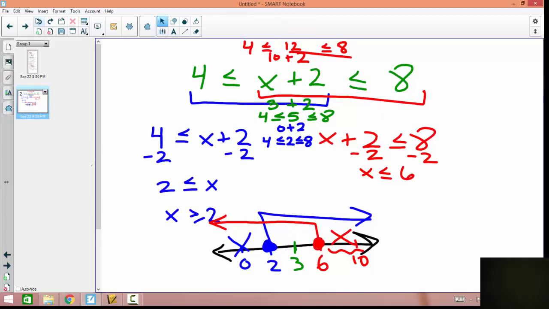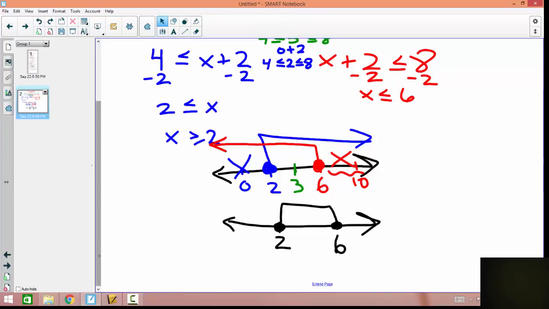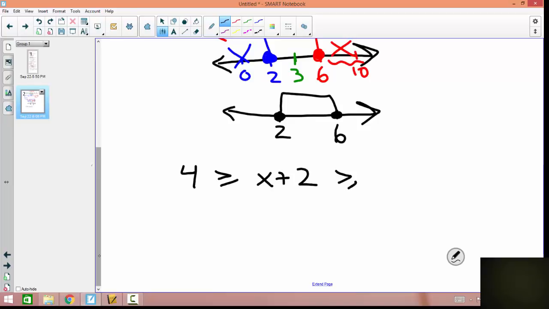So the grand finale of this graph is 2 to 6 with closed circles like that. That's the solution for that inequality. Let's do the same exact thing with the inequalities facing the opposite direction. So 4 is greater than or equal to x plus 2 is greater than or equal to 8. Same thing, different direction. We've got this and we've got this.